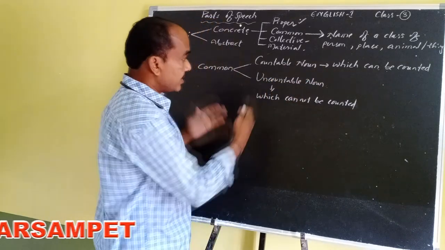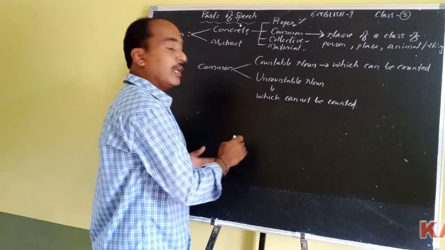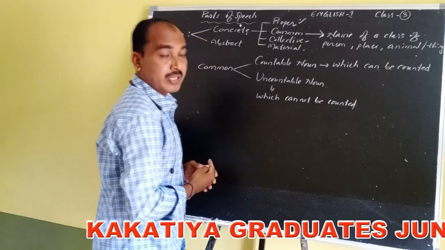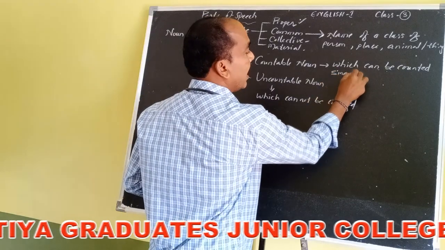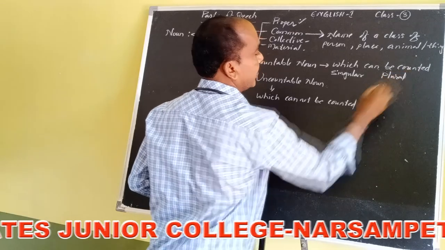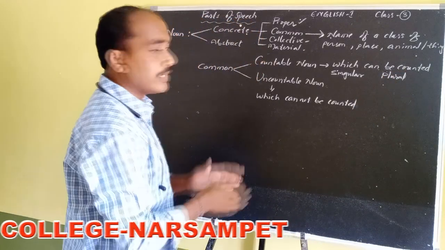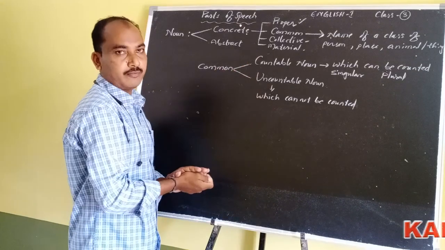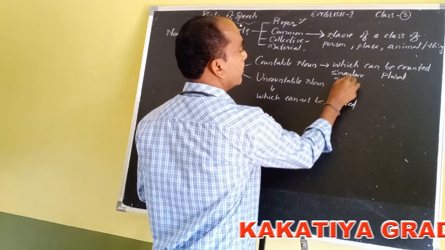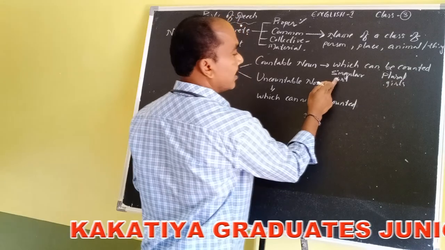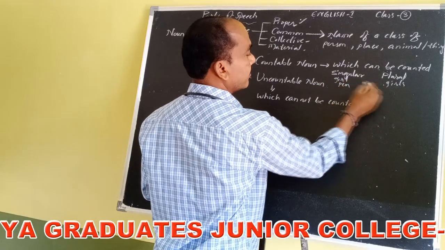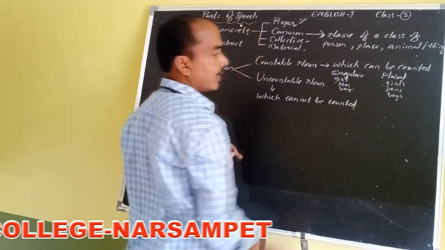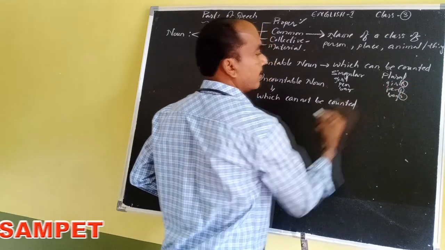Every countable noun has singular and plural numbers, not uncountable nouns. Only countable nouns have singular numbers as well as plural numbers. Means you have to say only countable nouns have singular forms as well as plural. For example, girl, girls. This is singular, this is plural. Pen, pens. Bag, bags. Okay, this is called a plural.